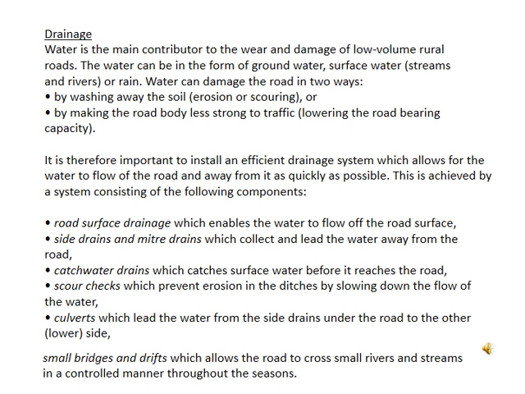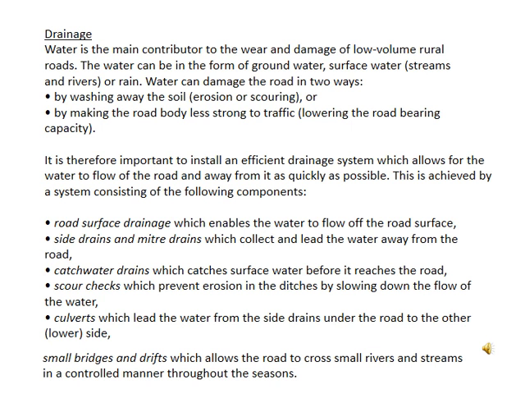It is therefore important to install an efficient drainage system, which allows the water to flow away from the road as quickly as possible. This is achieved by a system consisting of the following components. First, the road surface drainage, which enables the water to flow off the road surface. Number two is the side drains and the mitre drains, which lead the water away from the road. And the catch water drains, which catch the surface water before it reaches the road.